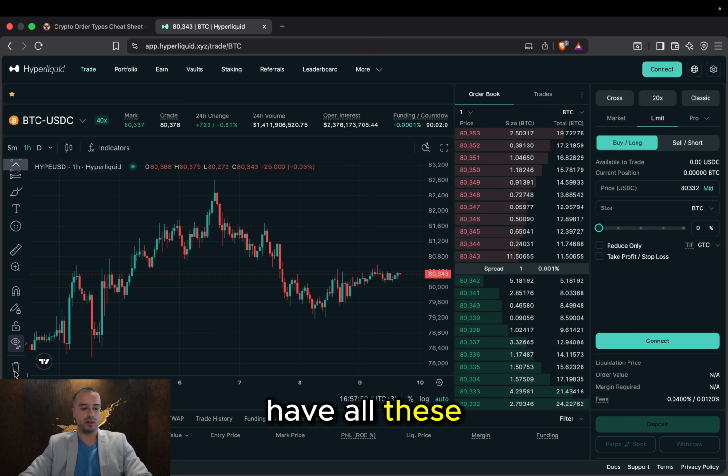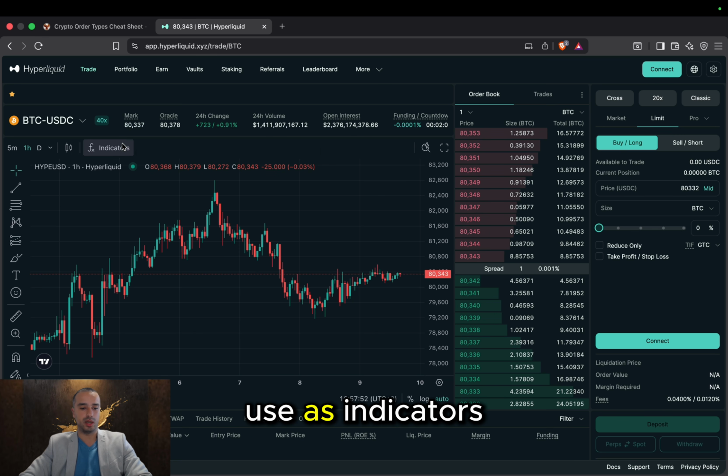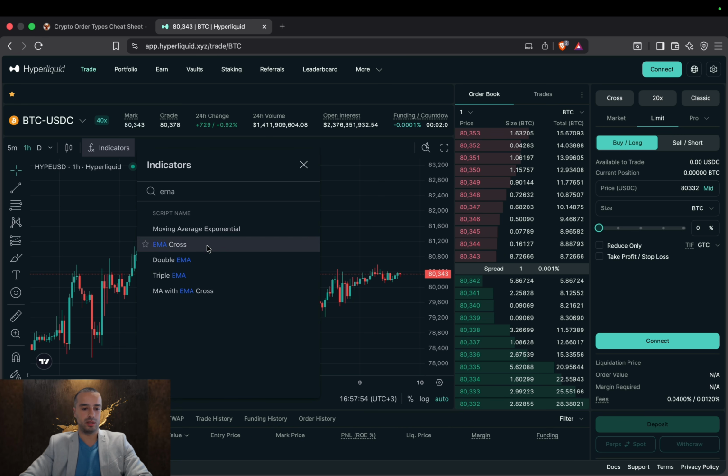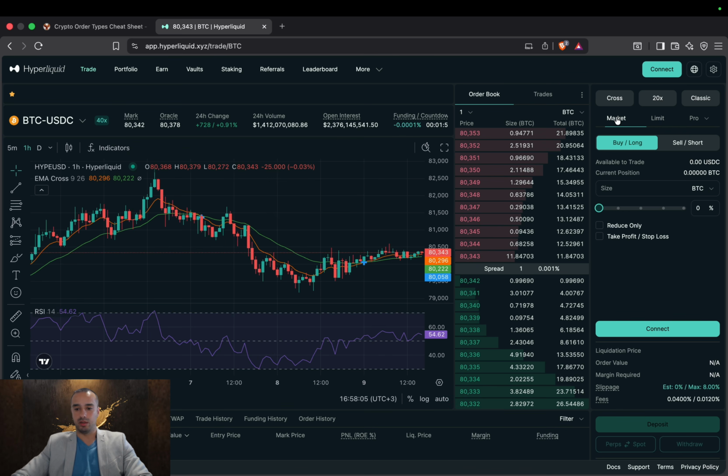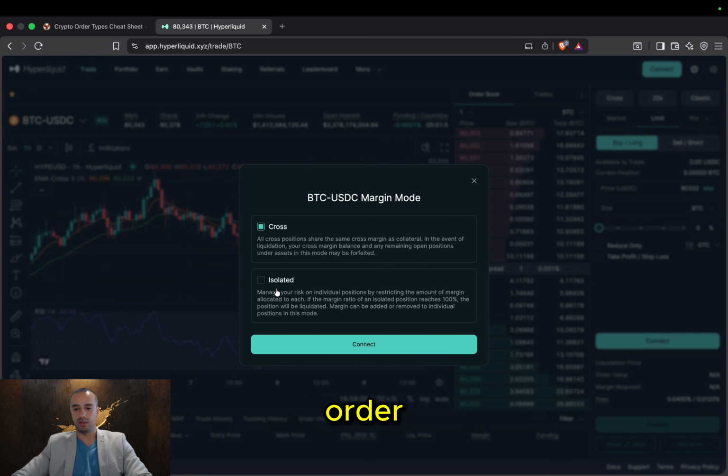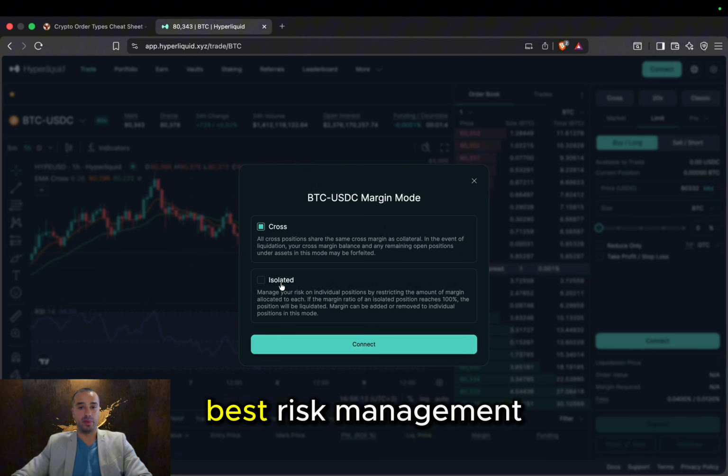That's why you have all these great tools to use as indicators, EMA cross, RSI. We can set market order, limit order. I recommend always use isolated for best risk management. Please research what each does. It's your own money, so be responsible.